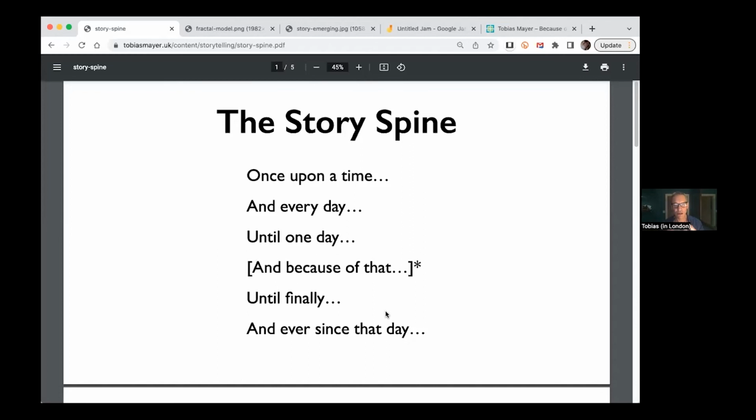And then when we do the retrospective, we're telling the story the other way around. We're starting off with once upon a time, sometime in the past, and we're bringing it up to today, which is where we are now. And ever since that day, we're here and we learned this, and we're going to now do this other thing, move into the next story. So there's stories of the past and stories of the future that we're telling using exactly the same structure.